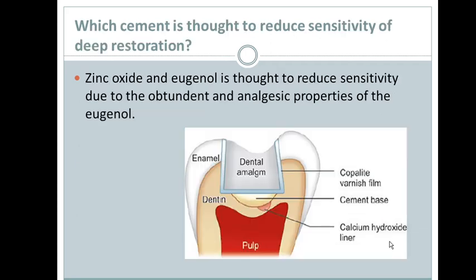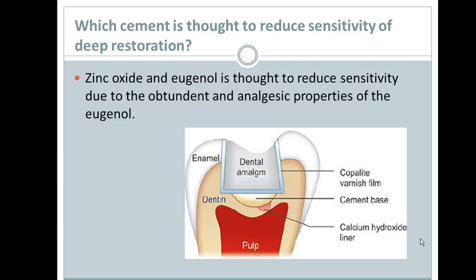Which cement is thought to reduce the sensitivity of deep restoration? Zinc oxide and eugenol is a very good cement for deep restorations. It's thought to reduce the sensitivity due to the obtundant and analgesic properties of the eugenol. So zinc oxide and eugenol has a setting time of 24 hours, and this is the weakest cement, but the eugenol acts as an obtundant and analgesic, and therefore it's used as a sedative dressing.